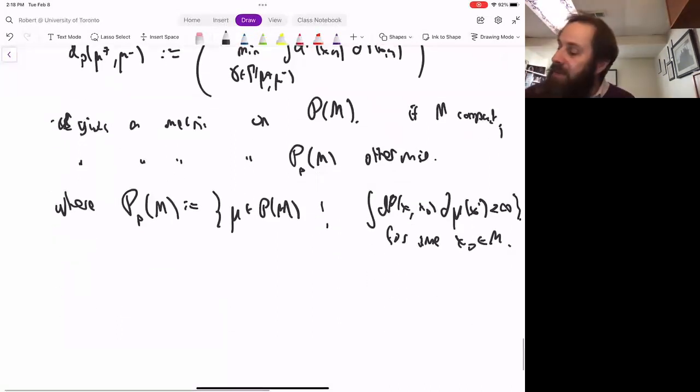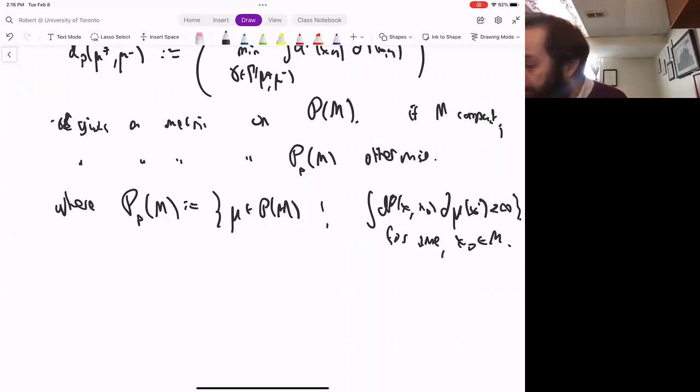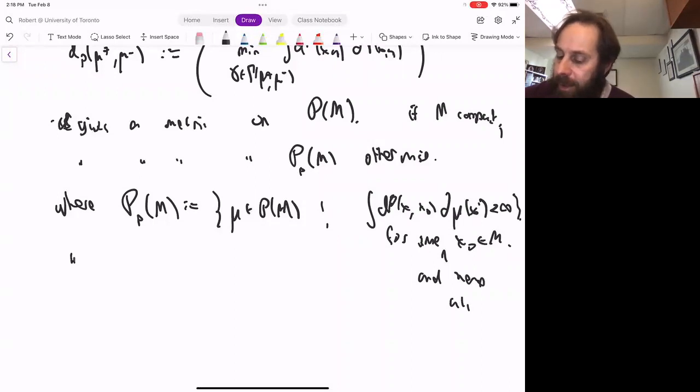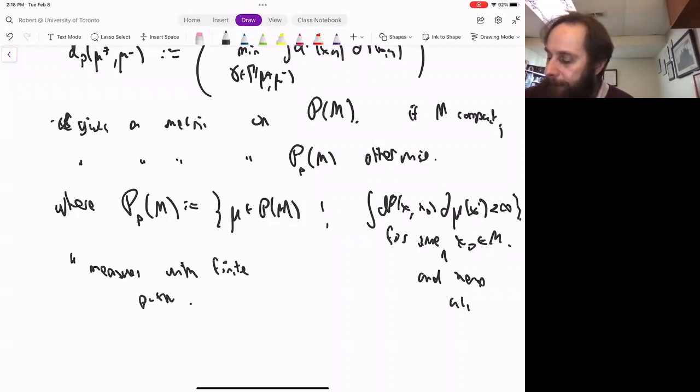This definition looks like it depends on x naught, but it doesn't really depend on x naught, because if it's true for some x naught, it's true for all x naught, essentially as a consequence of the triangle inequality. So let's say measures with finite pth moments.